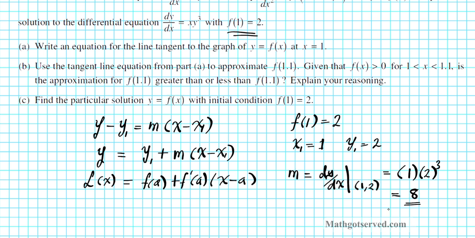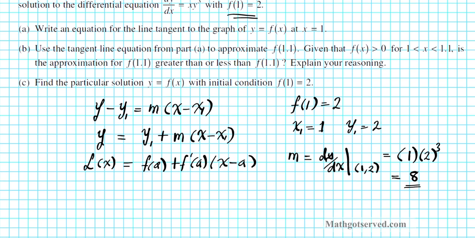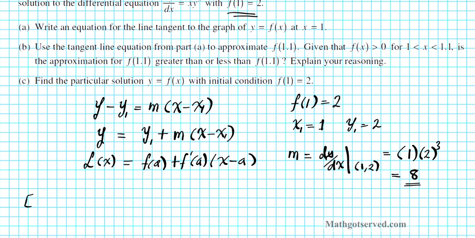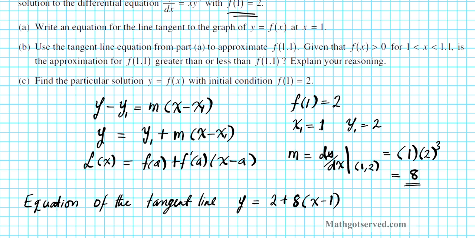Okay? All right, now that we have everything we need, we're going to write down the equation of the tangent line. The equation of the tangent line is given by y equals y1, which is 2, plus the slope m, 8 times x minus x1, which is 1. Okay, so there goes your answer for part A.